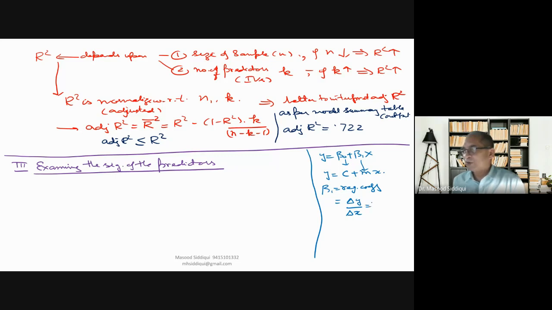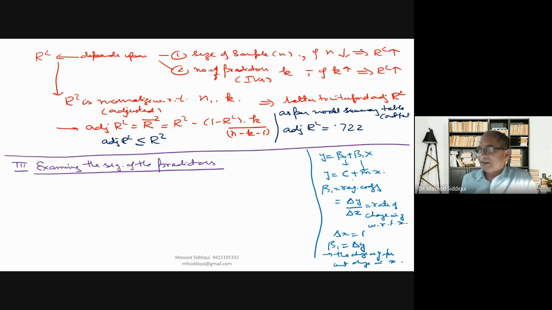So what does it provide? It provides the rate of change in y with respect to x. And if we put delta x equals to 1, this beta 1 becomes equal to delta y. So it means the change in y for unit change in x. So this is the role of the regression coefficient.